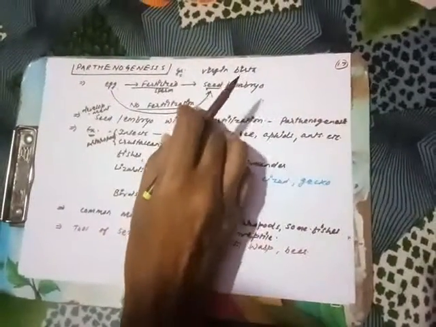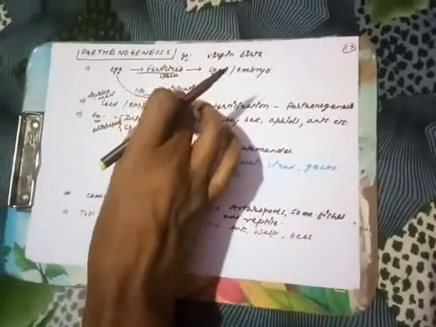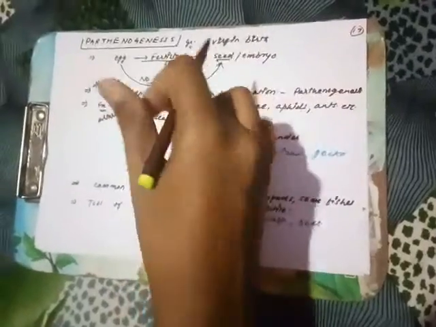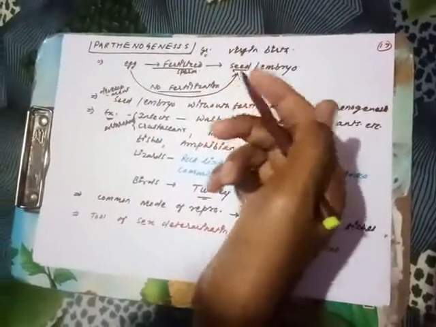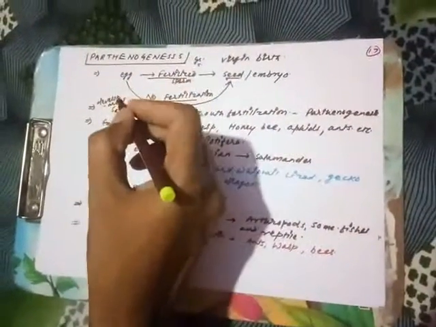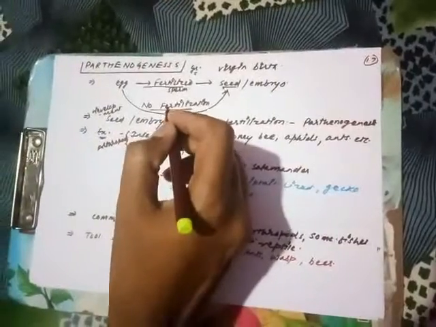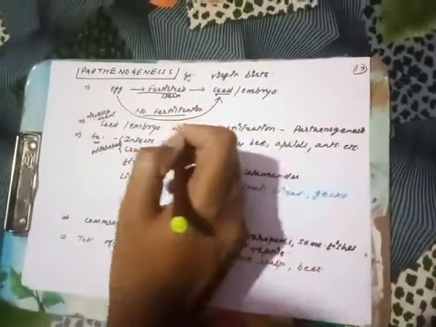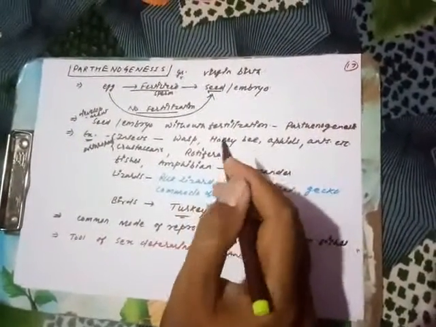Are you getting my point? Normally, the egg undergoes fertilization with the help of a sperm, a male gamete, and finally it gets converted into a seed or embryo. But in some organisms, no fertilization occurs and the egg is directly converted into a seed or embryo. So the development of a seed or embryo without fertilization is called parthenogenesis.